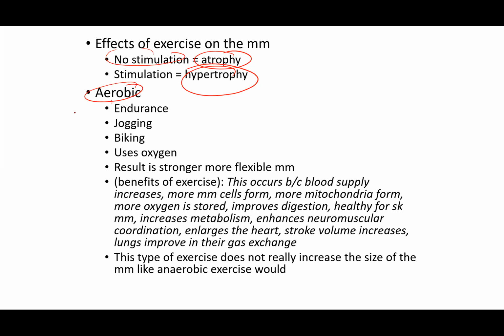Okay, aerobic means with oxygen. So these are your endurance events. Some of the benefits that come with aerobic exercise are increased blood supply, more muscle cell formation, more mitochondria formation, more oxygen is stored. It improves digestion, is healthy for skeletal muscle, increases metabolism, enhances neuromuscular coordination, and enlarges the heart in a good way. The heart's a muscle, you're exercising it. By enlarging the heart, you increase stroke volume. You also get lung improvement in gas exchange. So these are good things.